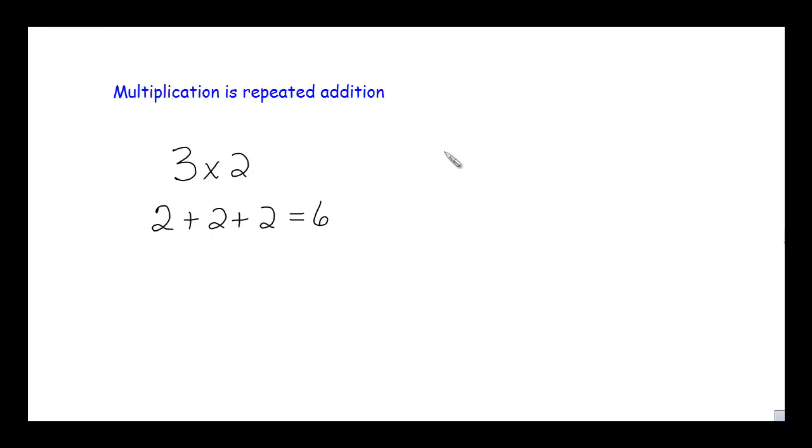Now we have a whole number, such as 3, but this time we're multiplying it times a fraction, such as 1/5. The same thing is occurring in this problem as happened in 3 times 2. We have 3 groups, but this time we have 3 groups of 1/5. And we could show that as 1/5 plus 1/5 plus 1/5.